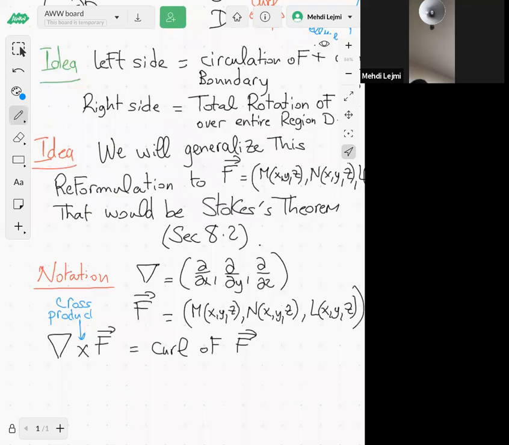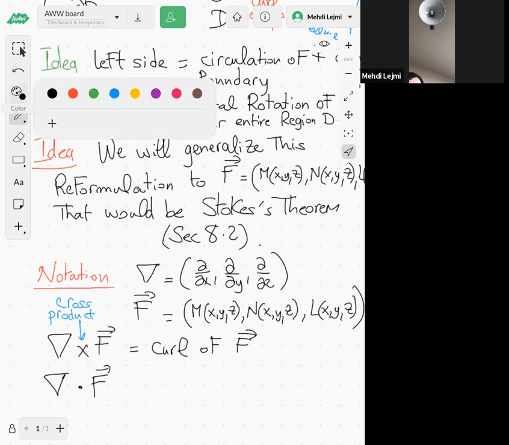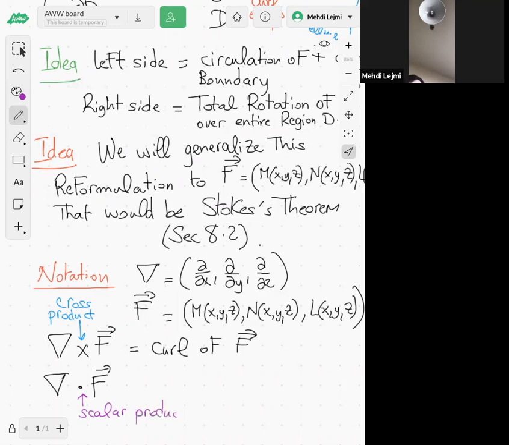Another possible operation you can do between 2 vectors is the scalar product. So if you do nabla scalar product with F, you have 2 vectors and you can decide to do the scalar product. This is a scalar product, and it is actually called the divergence. We come back to this notion of divergence later, because that will be the Gauss divergence theorem. But let me just say, if you do the scalar product between nabla and the vector field F, that's called the divergence of F.